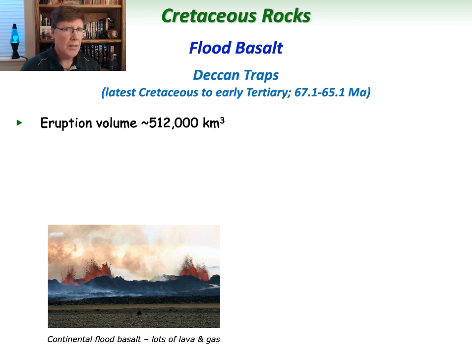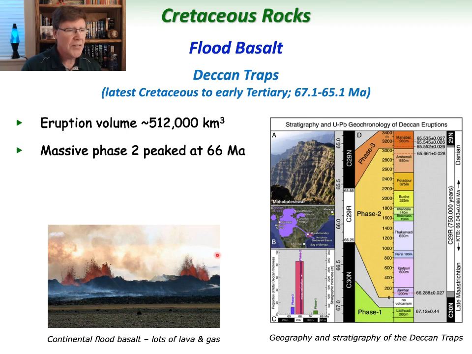So the difference here is this erupted mostly on a continental plate, and thus it's a continental flood basalt, which might have looked like this: fire fountaining, fissure eruptions, gases like carbon dioxide and sulfur dioxide going right into the atmosphere. This is a diagram which has a lot of information about the Deccan Traps. This is what they look like today.